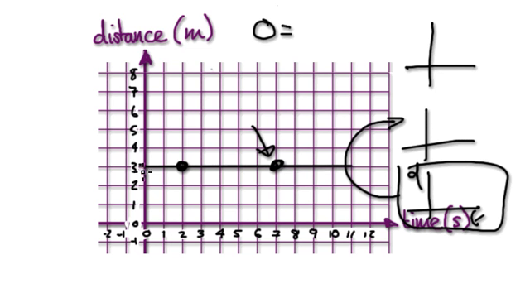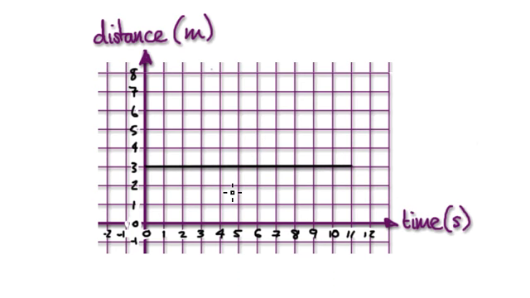The car is stationary all the way through. So the speed here is 0. The speed here is 0. Okay.